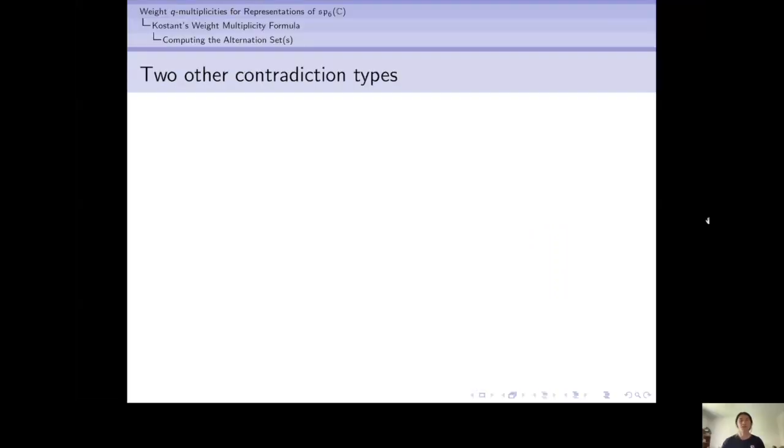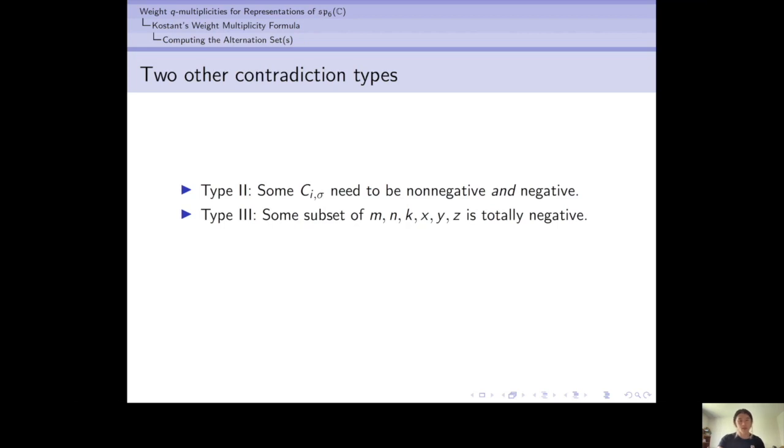Right, so with these logical statements now defined, we can construct these other two types of contradictions, which will sufficiently help us achieve our main results. The first of which is a type 2 contradiction, which we defined to be having some c_i sigma, those coefficients from earlier, where it needs to be both negative and non-negative simultaneously. We also have type 3 contradictions, which imply that some subset of m, n, k, and x, y, and z, which are the weight coefficients, is totally negative.